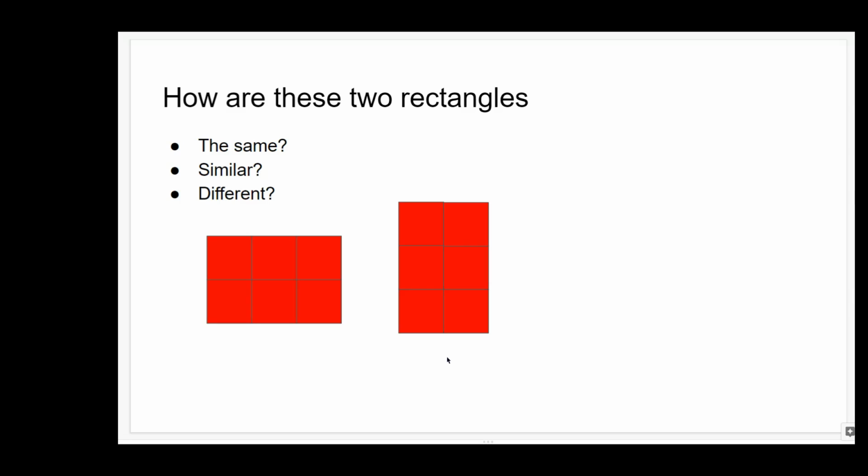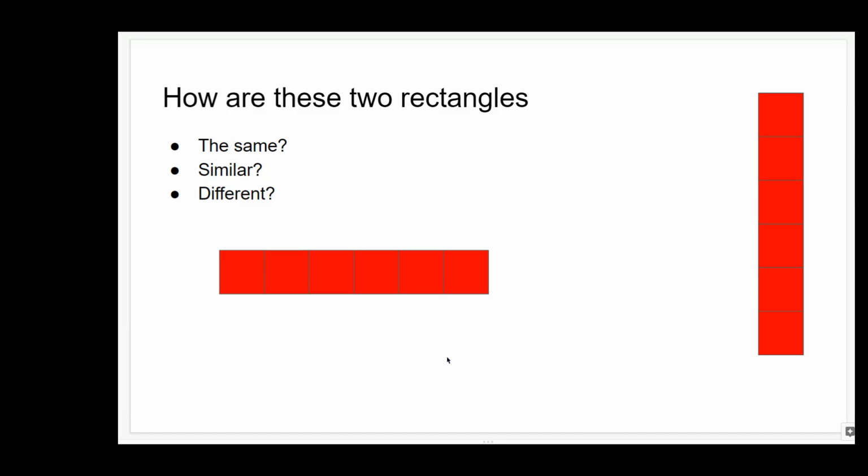Really, we can say these are the same rectangle. If I can turn it and still see the same thing, then that means it's the same rectangle. So from now on, you don't have to build both of these. You can just build one. How are these two rectangles the same, similar, and different?